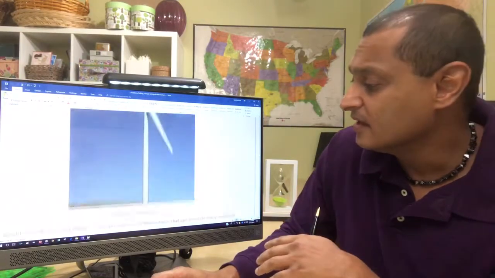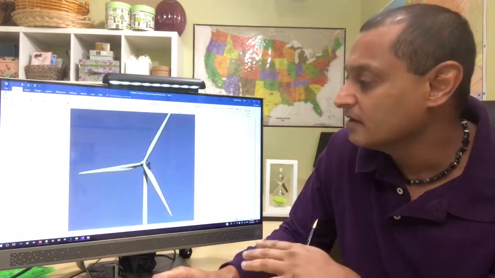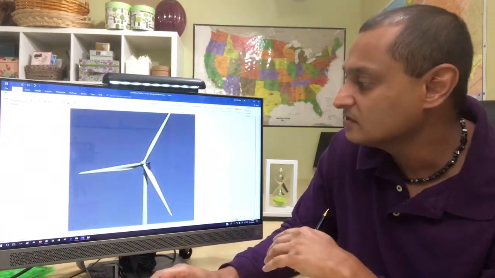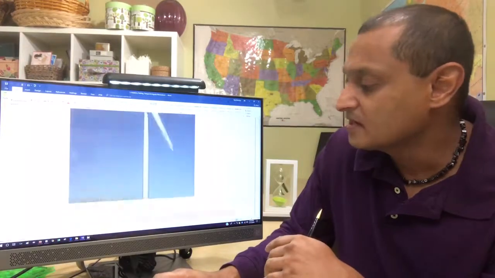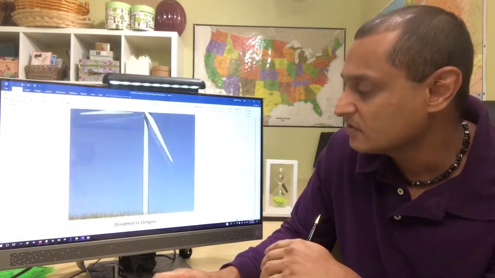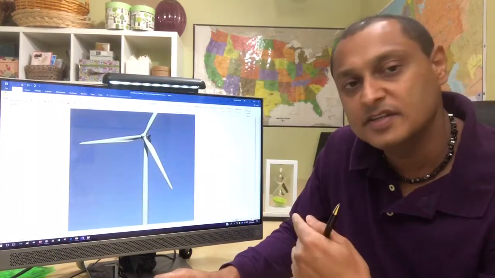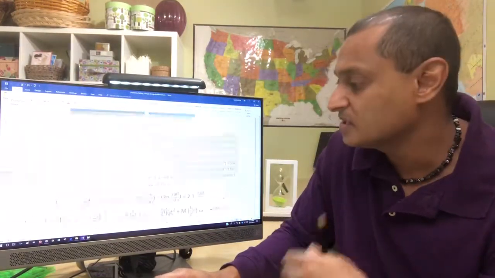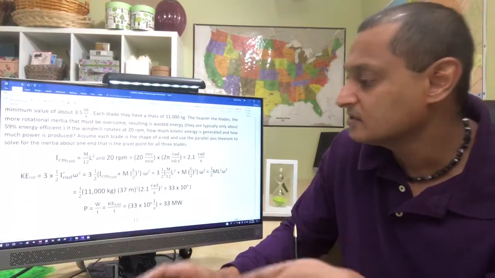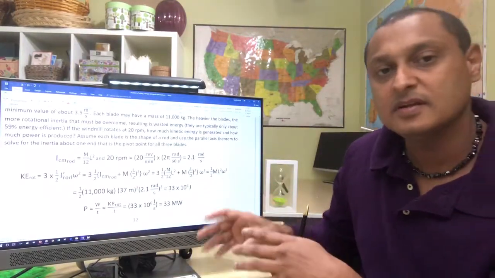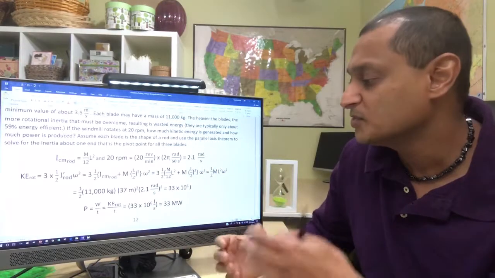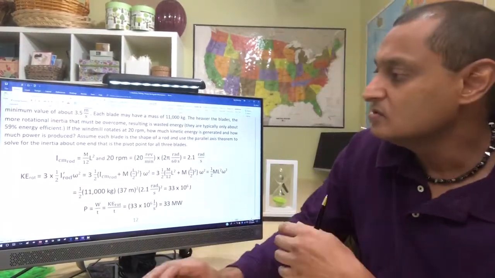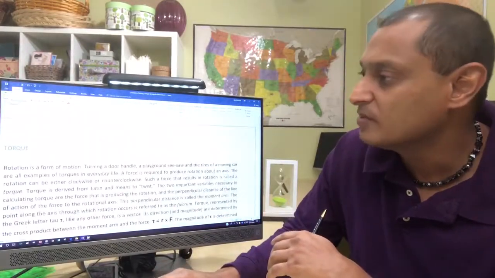Another prime example, this is taken in Oregon, one of the many wind farms out on the west coast of the United States. That generates a lot of electrical energy for the grid system. The rotation of the shaft produces kinetic energy in the form of rotation, which can be used to generate electricity. So we did a very realistic example of how much power can be expected with a certain minimum wind speed for these windmills to generate some power.